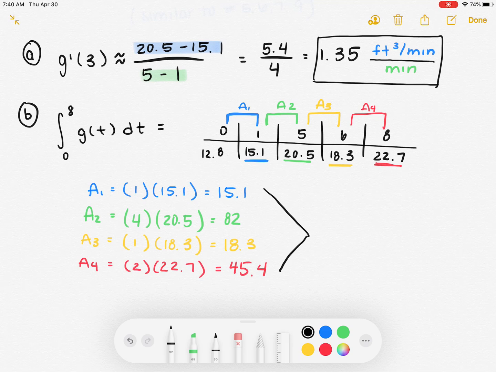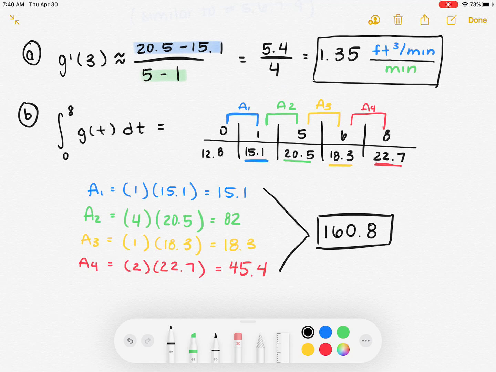And then in order to get the total approximation, I'm just going to add those numbers up. So 15.1 plus 82 plus 18.3 plus 45.4, and that gives me 160.8. So that finishes part B for me.